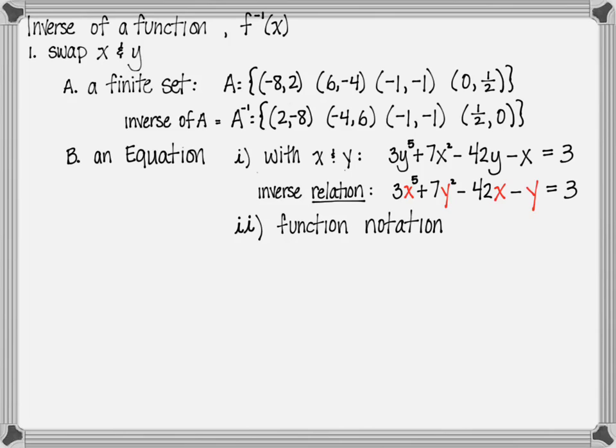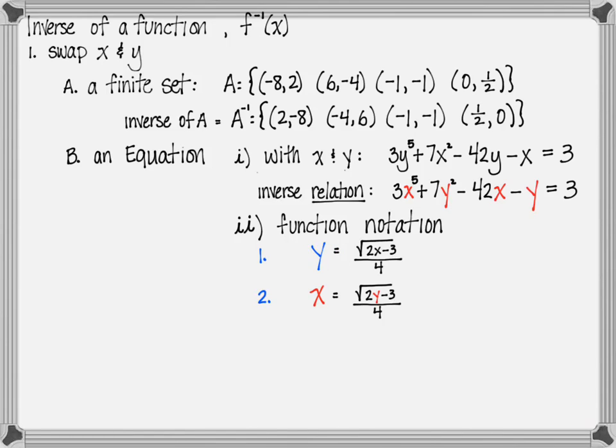Second case with an equation would be that it's in function notation, so it's starting off saying this is a function, which implies that it passes the vertical line test if we were to graph it, and here it is. So this is some function. The first step we have to do is actually write it outside of function notation, so we change that output with function notation into a y.